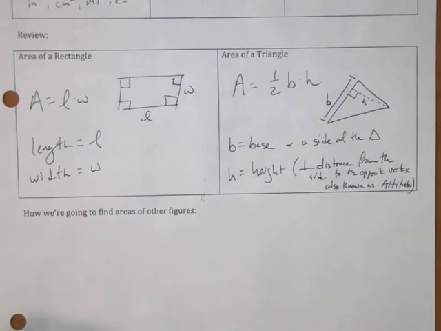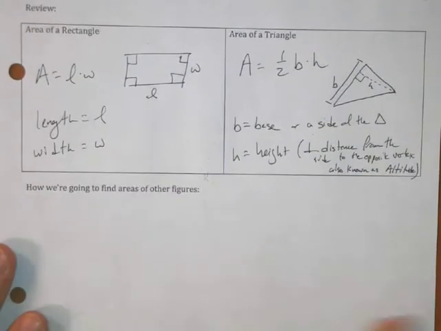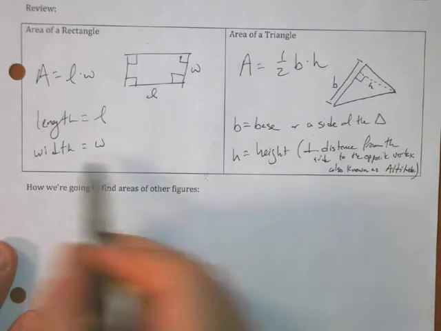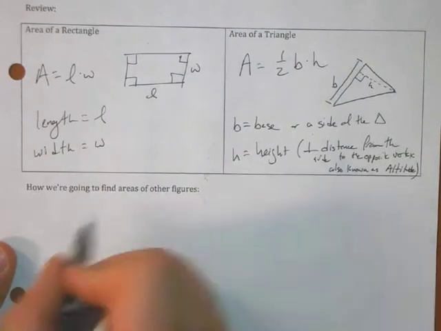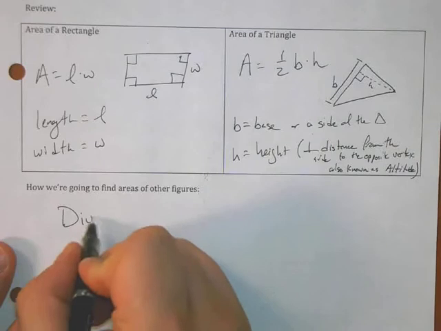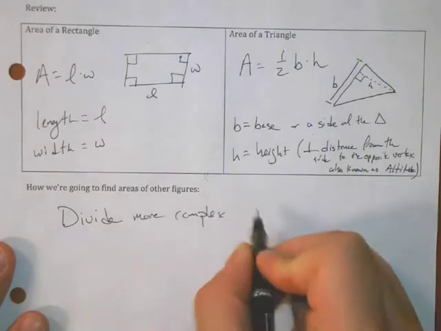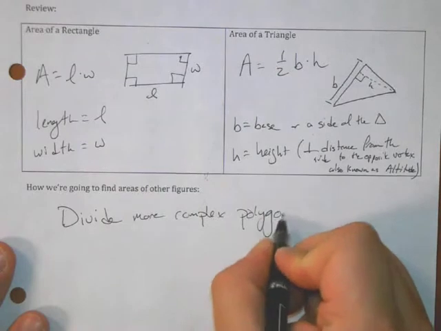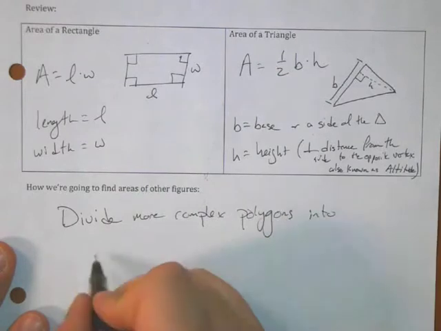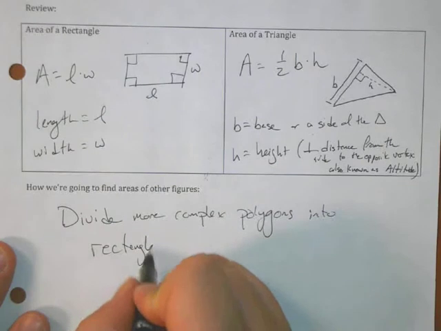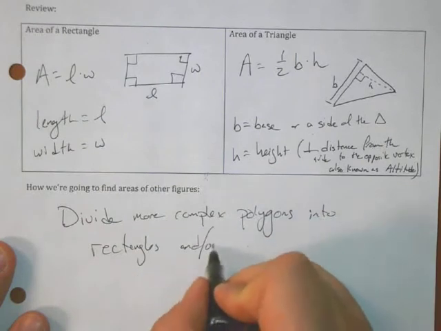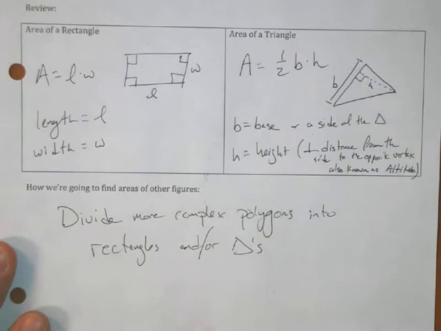So our game plan for the rest of today and the rest of this unit really is going to be to take these two basics and use them as building blocks. And we're going to divide more complex polygons into rectangles and/or triangles, and just add their areas together. It's going to be our plan of attack for more complex polygons.